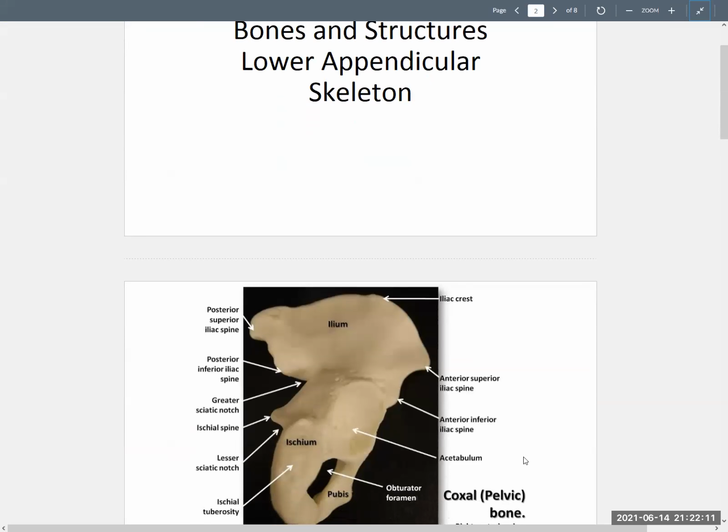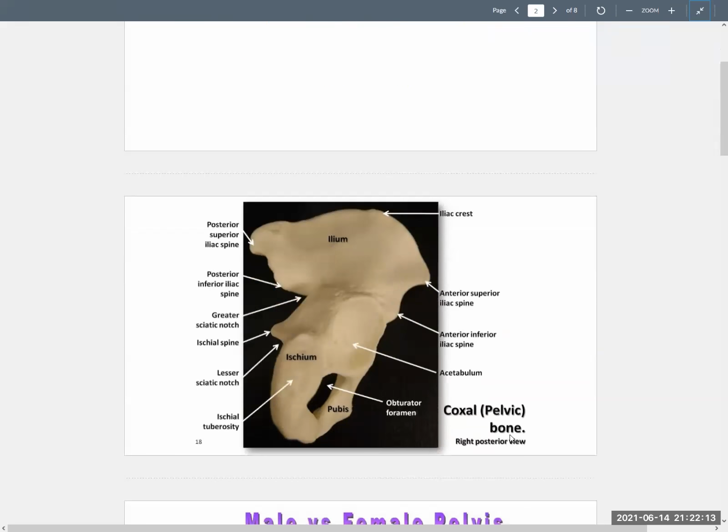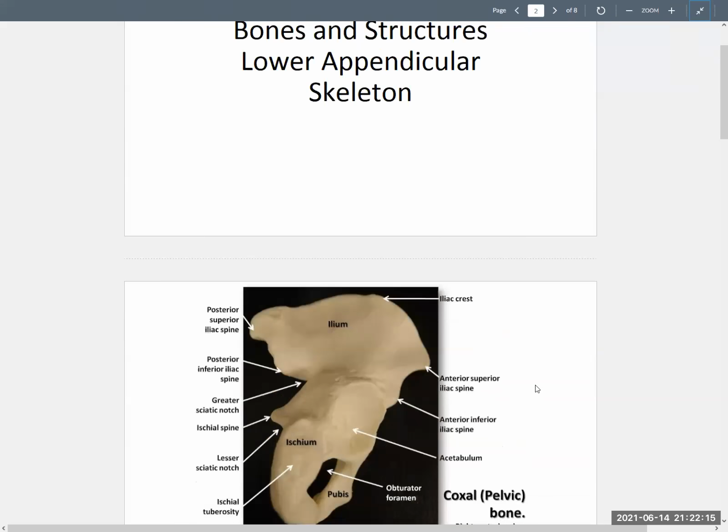Okay. This thing wants to be in the way all the time. Okay, we're looking at, yes. Before we go there, oh, never mind. I found what I was looking for. Okay. Bones and structures of the lower appendicular skeleton.